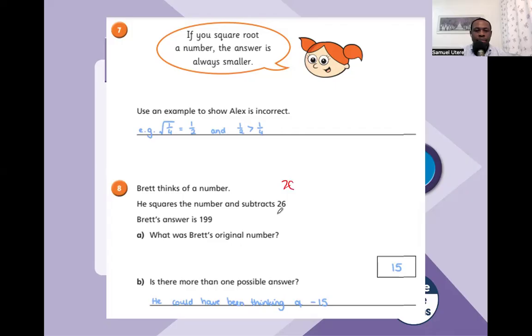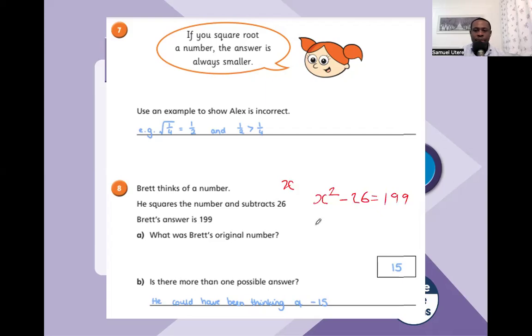Okay? Brett thinks of a number. He squares the number. So Brett squares the number, so x squared, and subtracts 26. When he does that, his answer is 199. Now we're asked to find Brett's original number.